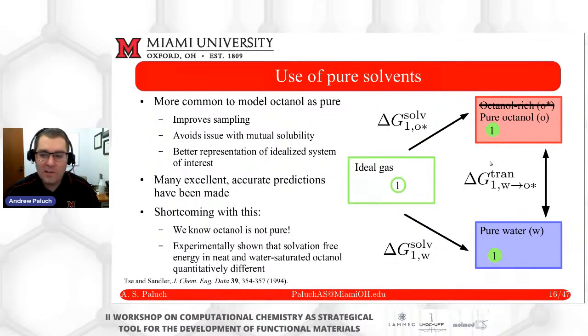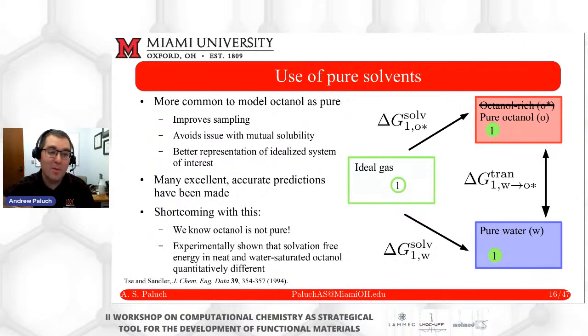And so what's often done in simulations is folks typically approximate this transfer free energy. Instead of performing transfer free energies from an ideal gas to water-saturated octanol, they typically just treat that octanol-rich phase as pure octanol. So typically, if I want to predict log P using simulations, I would perform a solvation free energy calculation in pure octanol and pure water and take that difference to be my estimate of my transfer free energy and my log P. Okay, so by using pure octanol, sampling is improved.